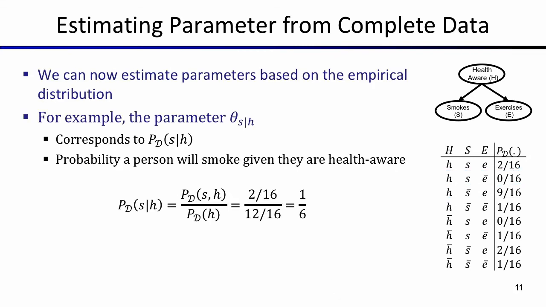Okay, and once we have the empirical distribution, we can start estimating the parameters. So for instance, this parameter here, that is theta s given age, it is the probability according to the data that we have. So it's going to be our empirical distribution for this data set of a person being a smoker, given that that same person is health aware. Right? And in this case, what we can do to estimate this probability here is to use the Bayes conditioning.